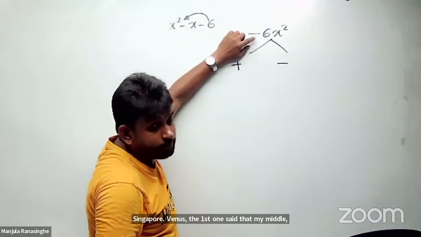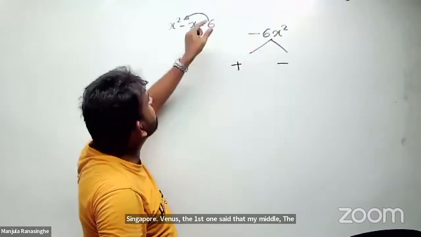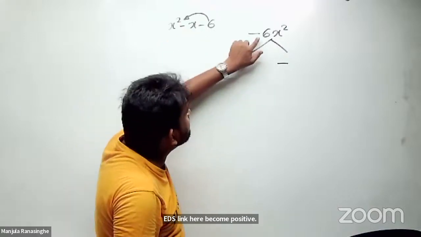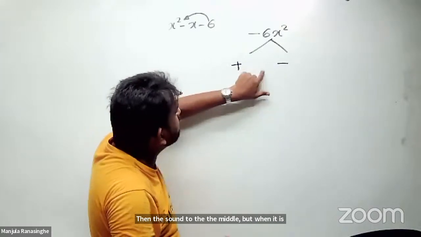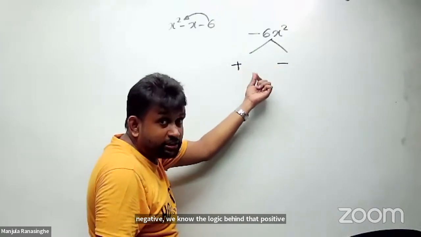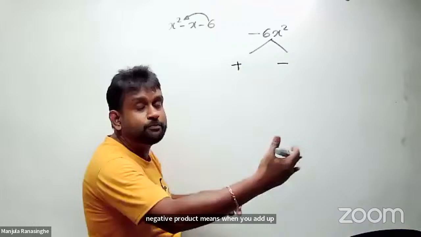Previously here become positive, then the sum to be the middle term, but when it is negative, we know the logic behind that. Positive negative product means when you add up that positive negative, the terms being subtracted.